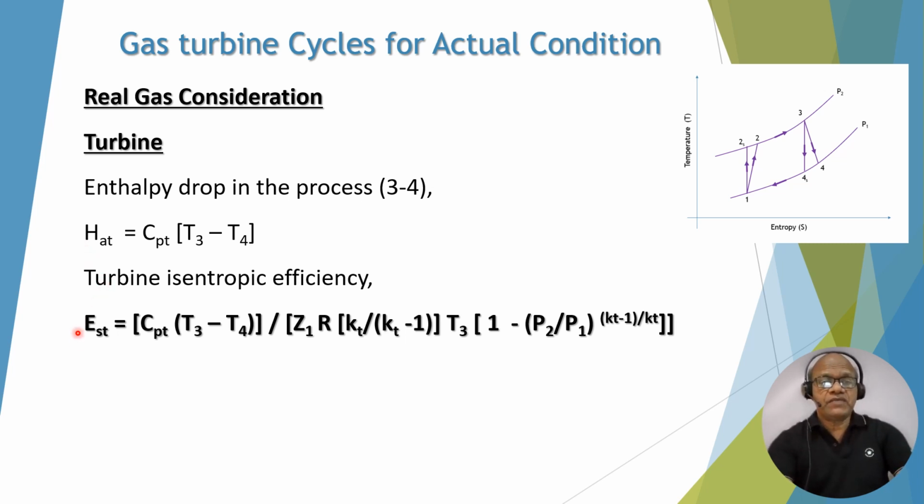So turbine isentropic efficiency EST is equal to CPT into T3 minus T4. This is the actual enthalpy drop divided by the isentropic enthalpy drop, that is Z1 R KT upon KT minus 1 into T3 into 1 minus P2 by P1 to the power KT minus 1 upon KT. So this is the expression for isentropic efficiency of turbine for real gas application.